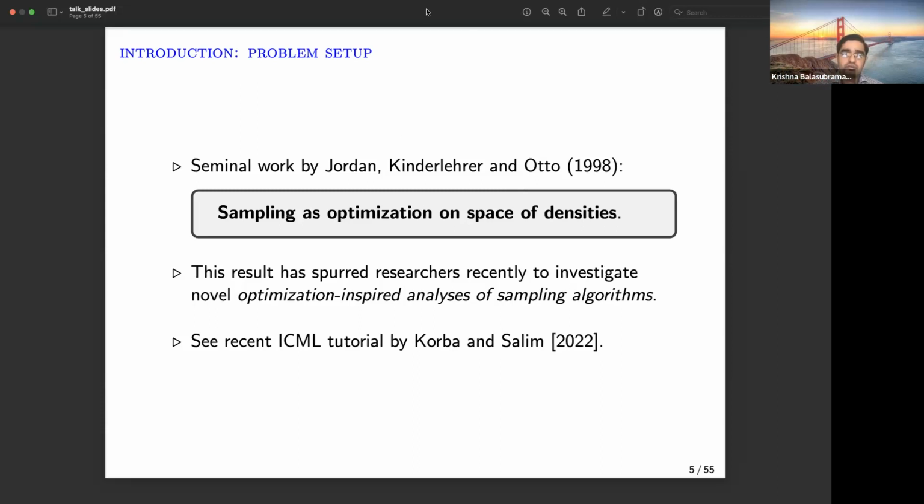Here, in the case of sampling, what this paper proposes is essentially the same optimization problem, except that you're doing your optimization on the space of densities directly. So you're keeping track of densities and their evolution, right? This viewpoint has inspired a lot of researchers recently to develop novel theory for sampling algorithms based on optimization tools. For a very interesting and comprehensive survey up until 2022, I would refer to this tutorial by Korba and Salim at ICML last year.